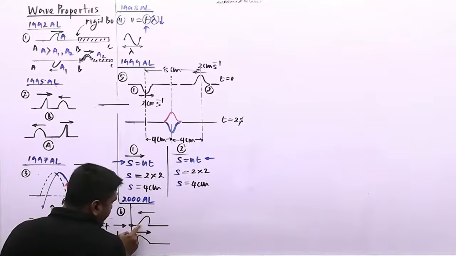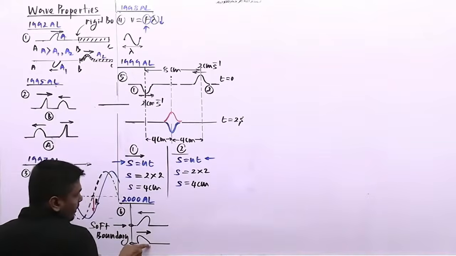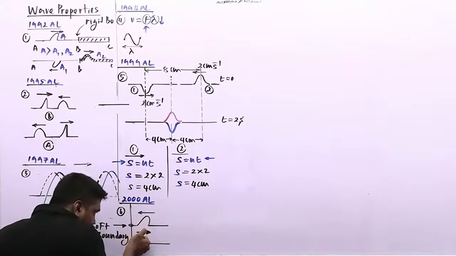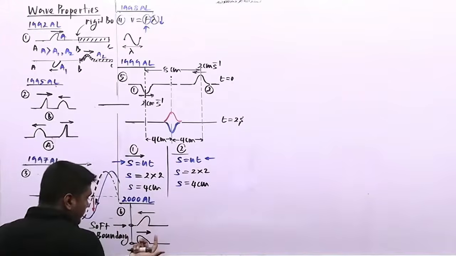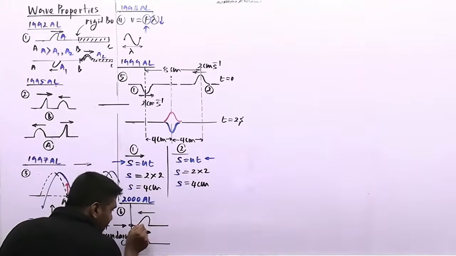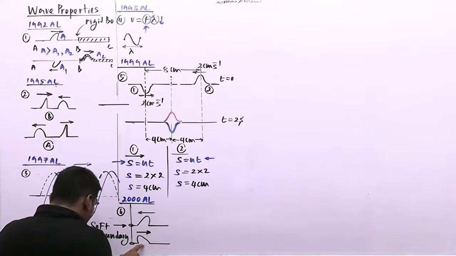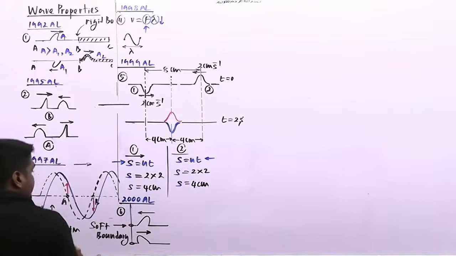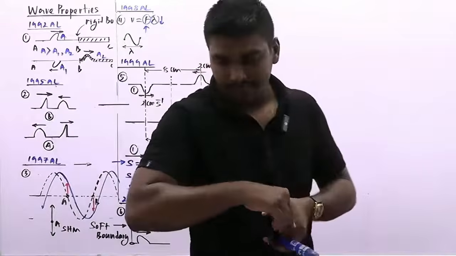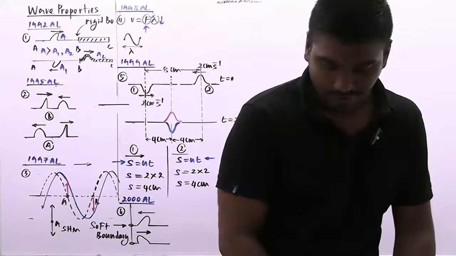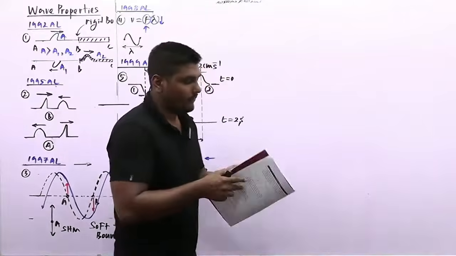This is the incident pulse. It undergoes soft reflection at the soft boundary, and the reflected pulse is going to be like this. So we can clearly see there is no phase difference of 180 degrees; the reflected pulse is not inverted. Therefore, the answer to this question is the second one. Six done. Next question. The 7th one we'll discuss in a while.